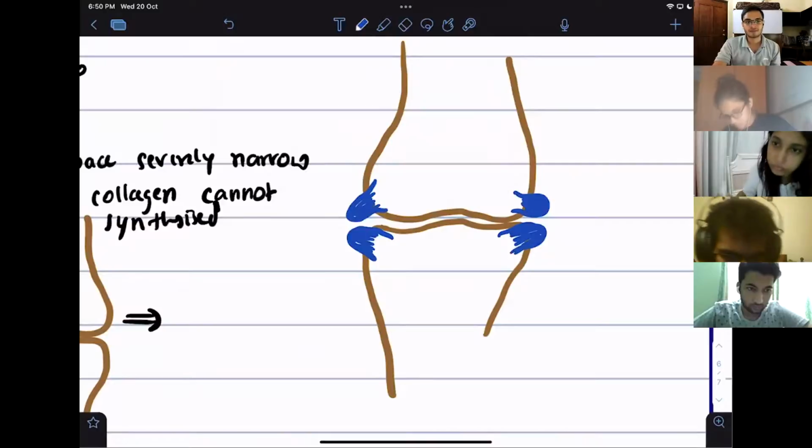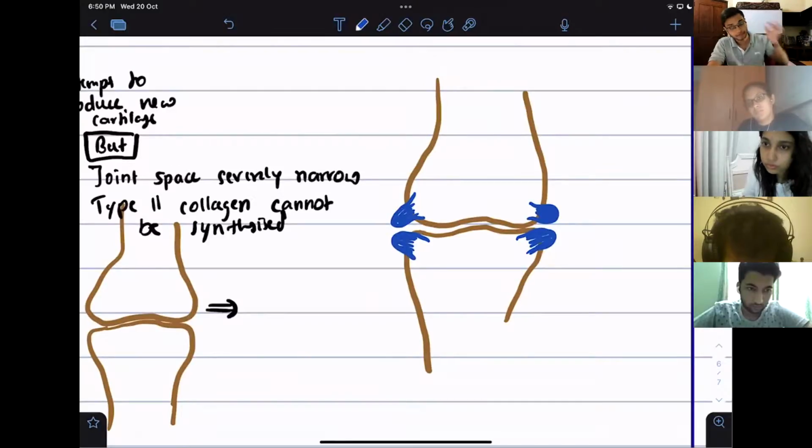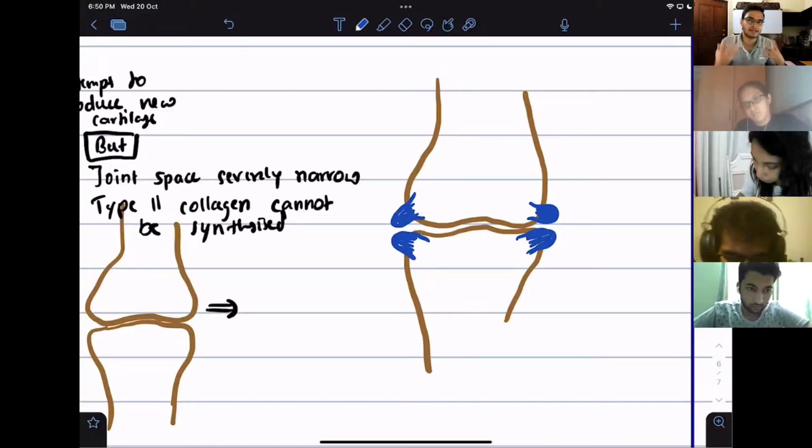Then the next thing, guys, type 2 collagen cannot be synthesized. What do you think this collagen is that this cartilage was produced from? Our chondrocytes have the capability to produce the other types of collagen as well. But wherever necessary, they adapt. For example, in a hyaline articular surface, they produce hyaline cartilage, because that's what they're made to do there.